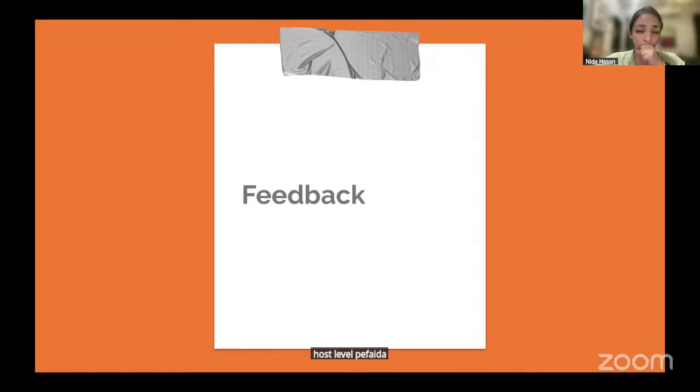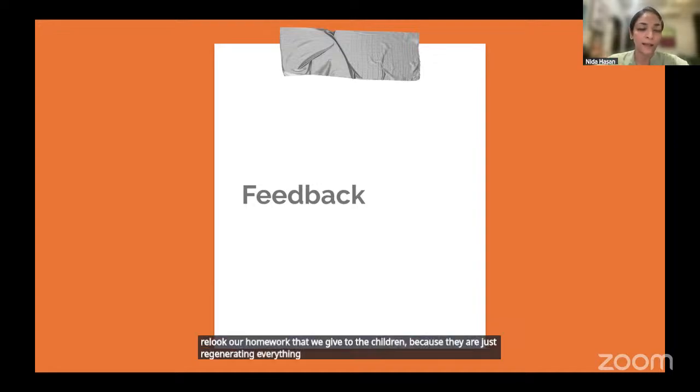So we need to relook our activities, relook our homework that we give to the children, because they are just regenerating everything that AI is giving them and bringing it to the classroom.